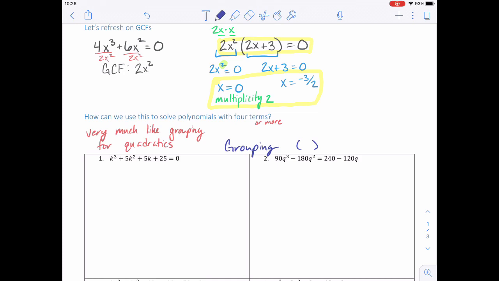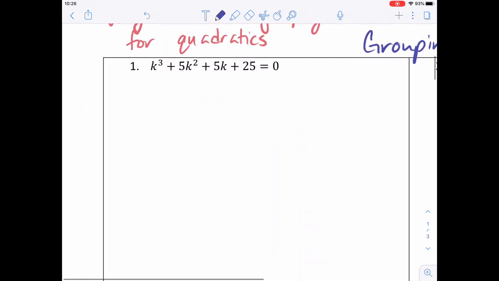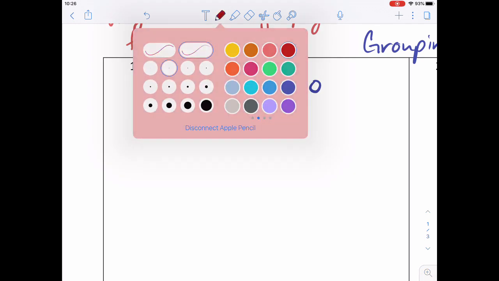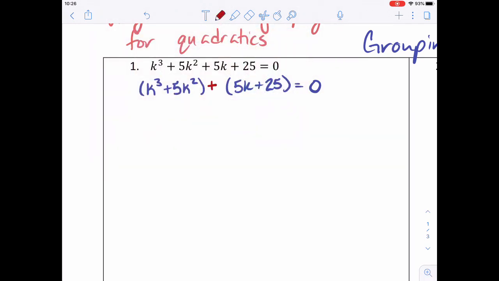More than likely, for most of the problems we'll see in this class, we're going to group in pairs. You can, however, group in larger groupings if it works for your problem. Sometimes it requires that you get a little creative. So let's look at this first problem. And let's just group our first 2 together and our second 2 together. Now, something important about grouping, what goes in between will always be a plus sign, always. We will never put anything other than a plus sign between our 2 groups.